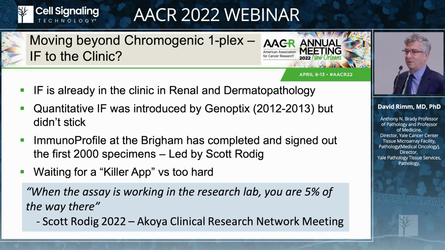I think what they're doing may be the killer app. That is, the response to immunotherapy probably is not a binary question. As you could see with PD-L1, we really haven't gotten the answer. And so a non-binary question, like the microenvironment of a tissue that has been treated with immunotherapy, is potentially a killer app that could bring IF into the clinic. To quote Scott, he said, when the assay is working in your research lab, you're 5% of the way there, which is probably very true. It's very hard to bring a research app into the clinic.